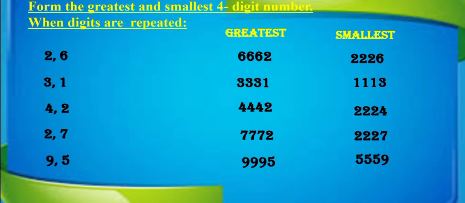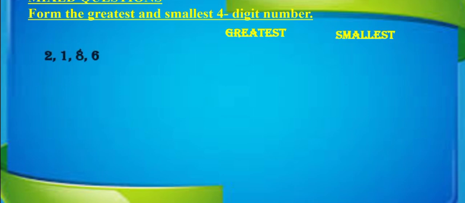So these are the possible questions. When the digits are not repeated, how to find the greatest and smallest number, and when the digits are repeated, how to find the greatest and smallest number. Now let us see the mixed questions from this topic. See here, 4 digits are given. How to find the greatest and smallest number?